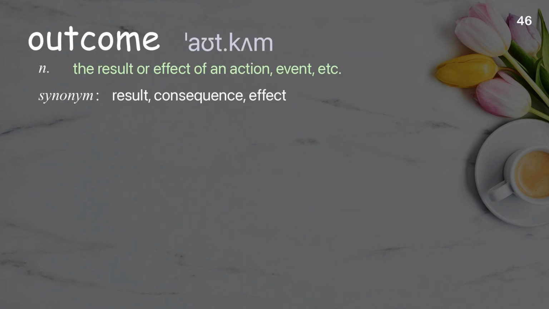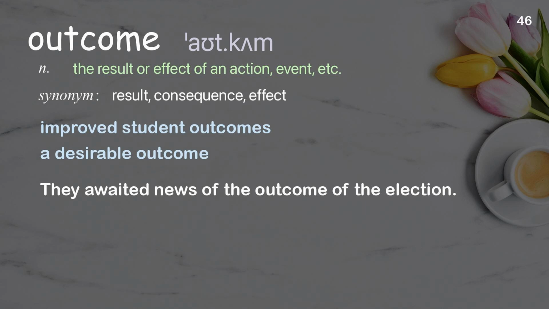Outcome. The result or effect of an action, event, etc. Examples: improved student outcomes, a desirable outcome. They awaited news of the outcome of the election.